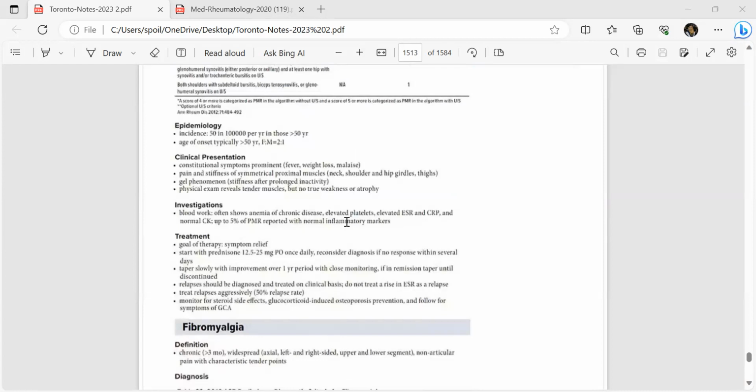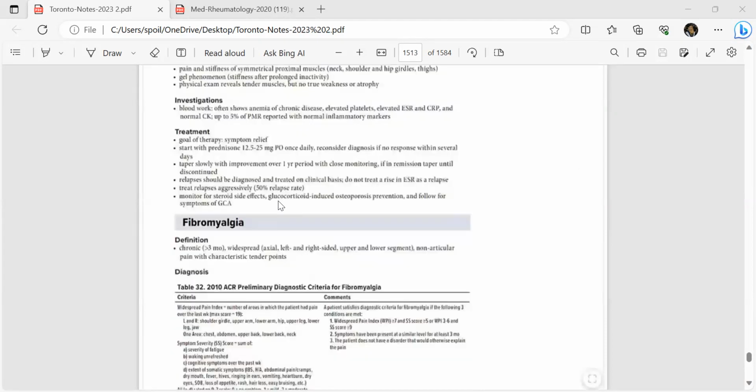There will be pain and stiffness of the neck, shoulder, and hip girdle and thigh muscles. There will be the gel phenomenon, that is, stiffness after prolonged inactivity. The physical exam will show tenderness, but there will be no true weakness or atrophy, and there will be general symptoms like fever, weight loss, and malaise. On blood investigation, we will see elevated platelets, ESR, CRP, and creatine kinase being normal. In 5% of cases, inflammatory markers are usually normal.